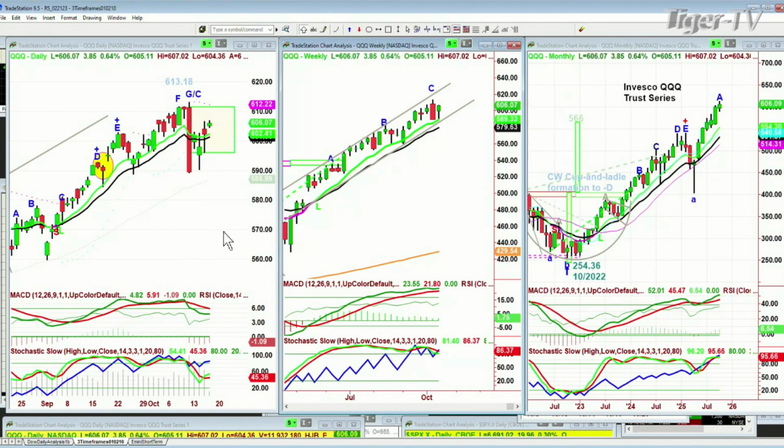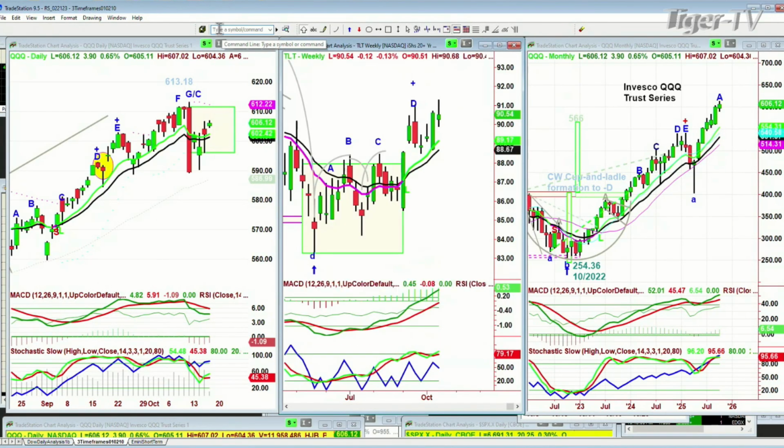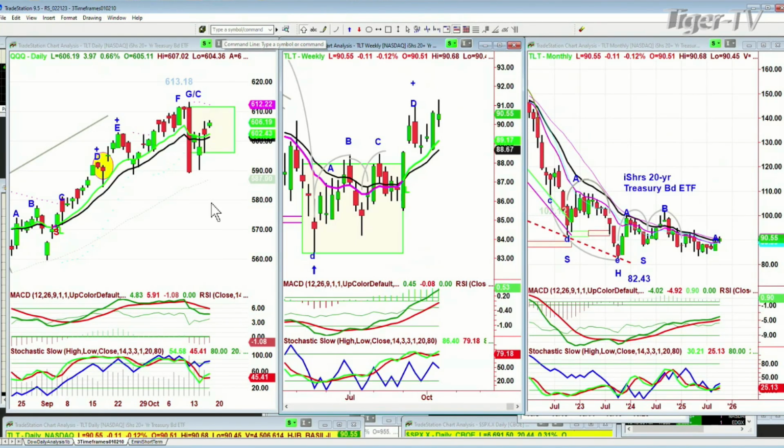When is it, next week? When do we have the Fed come out? I think it's very soon. Maybe that's it, because if you're looking at the TLT, I don't know what they can say, because the market's done the job for them.